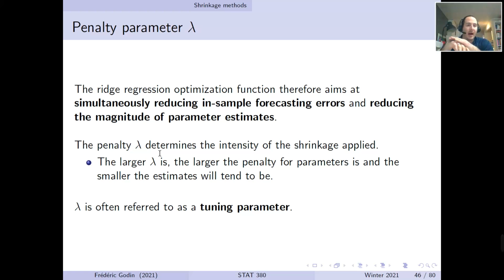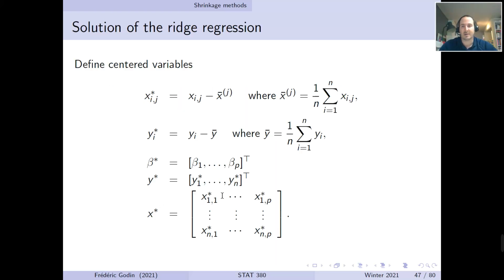When you increase lambda, you increase the amount of shrinkage being applied, so the intensity of the pressure you put on parameters to move towards 0. Lambda is often referred to as a tuning parameter because we will need a way to tune that parameter so as to find the optimal trade-off between accuracy of predictions and variance of predictions.